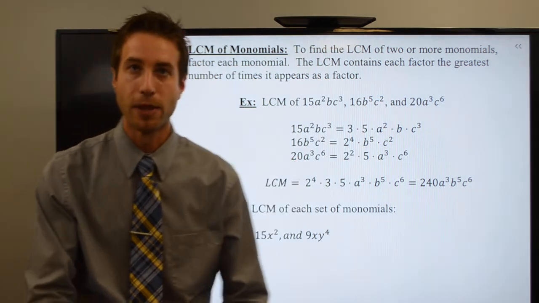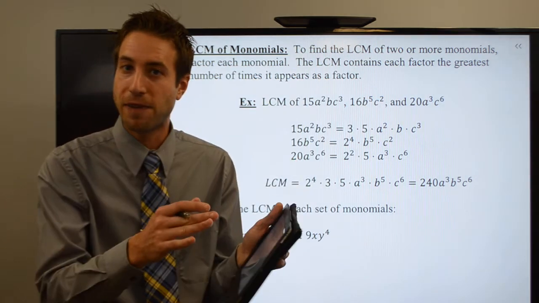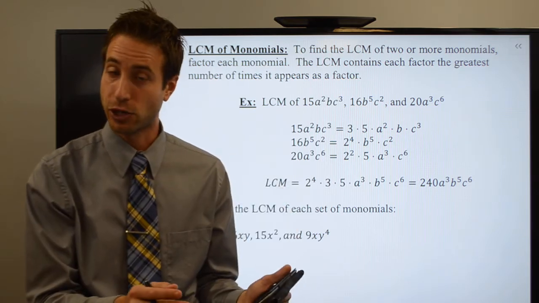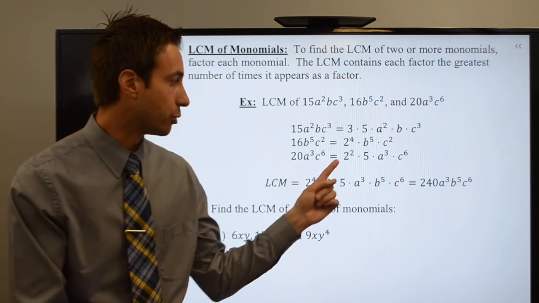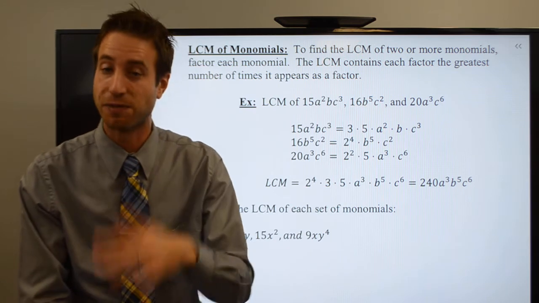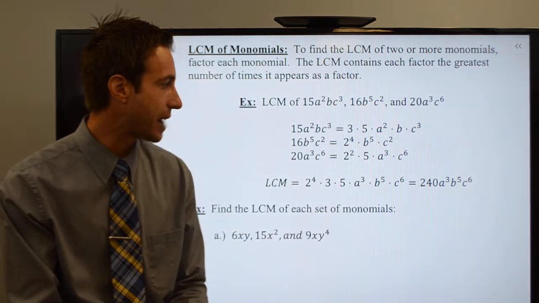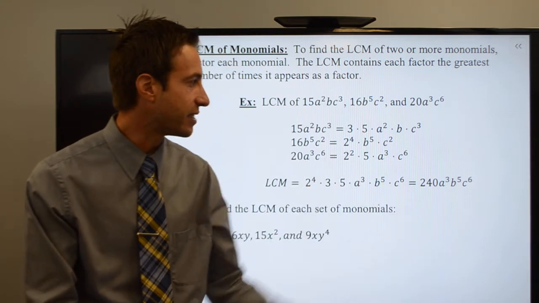Well, what about 20? Well, 20 is a 4 times a 5. But the 4 can be factored into a 2 times a 2, right? So that's a 2 squared times 5. That's its factorization. 2 and 5 are both prime. I can't factor any further than that. Leave the a cubed and the c to the 6th.